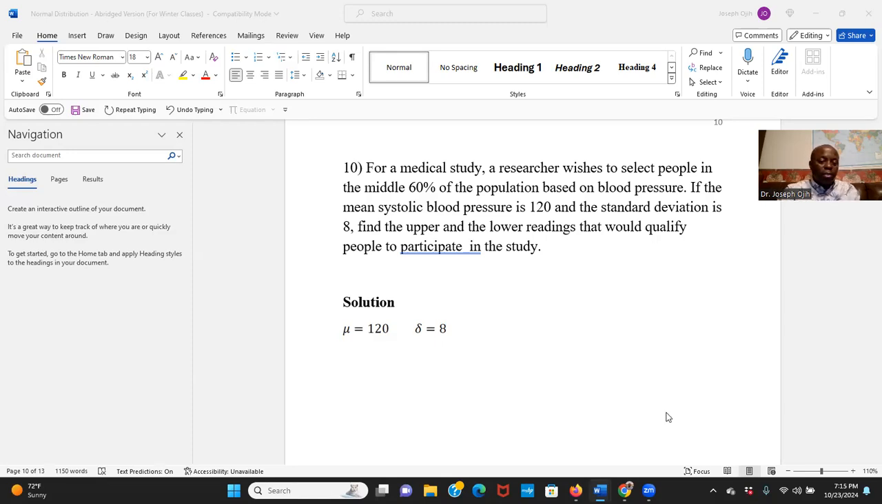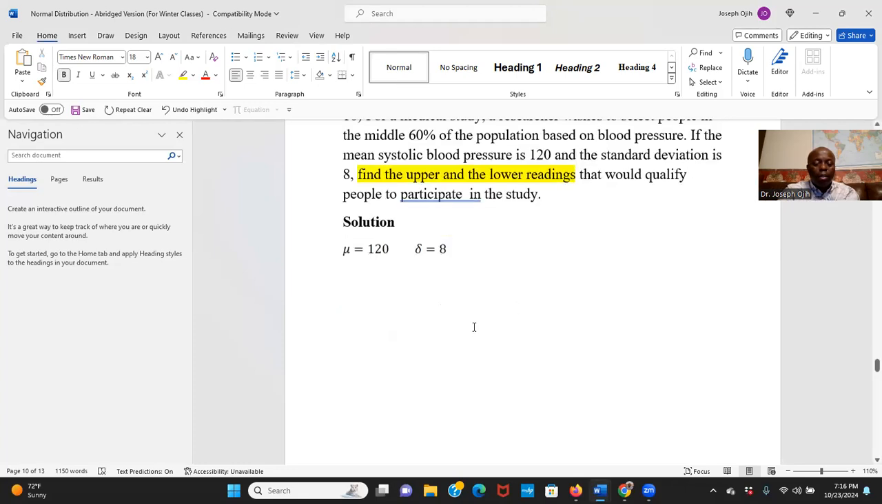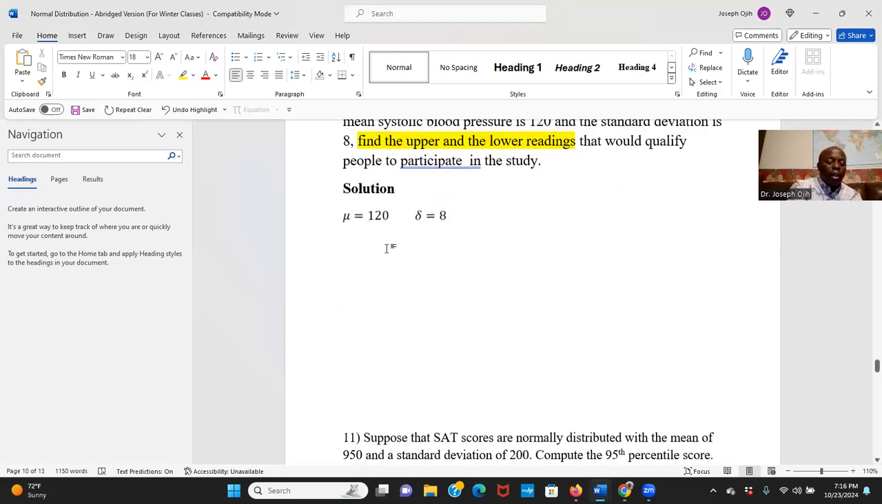So first thing, of course, is to write out the summary statistics we have. The mean is 120 and the standard deviation is 8. He said he wants to select people in the middle 60% of the population. And we're looking for the upper and lower readings to qualify. So we need our x1, and then we're gonna get our x2.